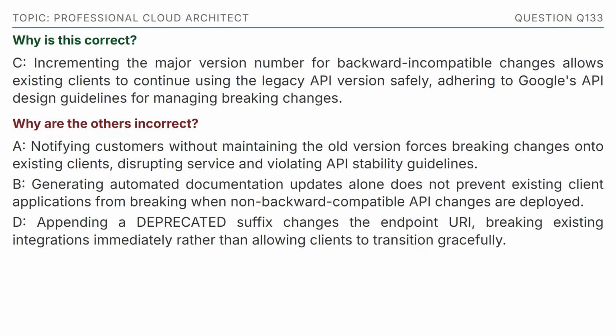Why is this correct? C. Incrementing the major version number for backward incompatible changes allows existing clients to continue using the legacy API version safely, adhering to Google's API design guidelines for managing breaking changes.